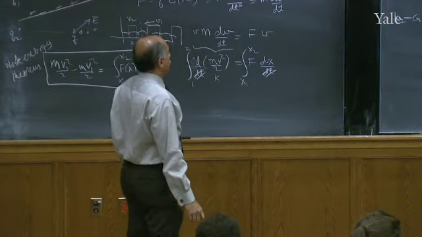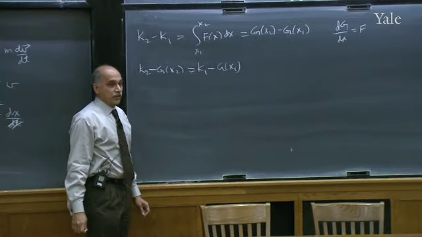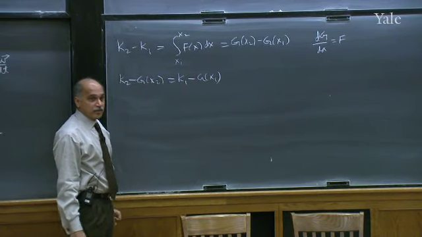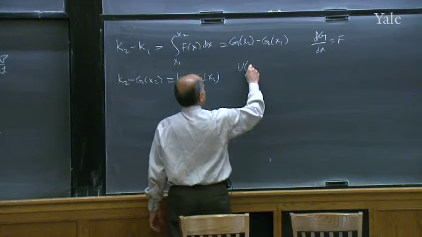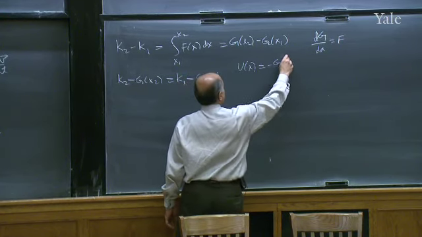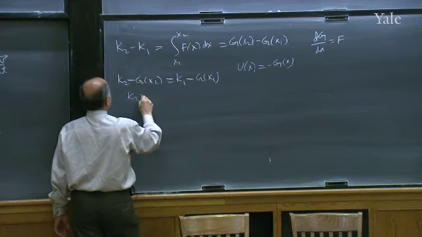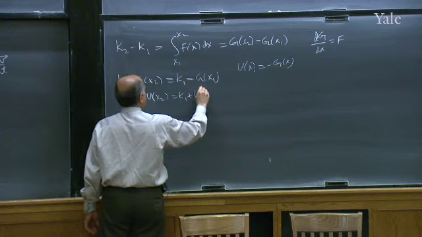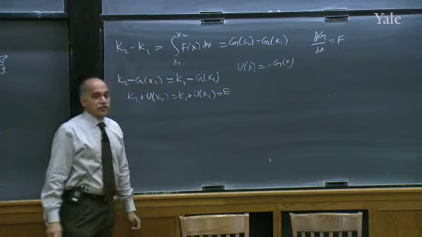That tells you the combination K minus g does not change as the particle moves. But this doesn't look very nice. We want to get the old law of conservation of energy in the standard form. You define the function u(x) to be simply minus this g(x). It's a very trivial change. Then you can say K2 plus u at x2 is equal to K1 plus u at x1, and that is the energy that does not change with time.